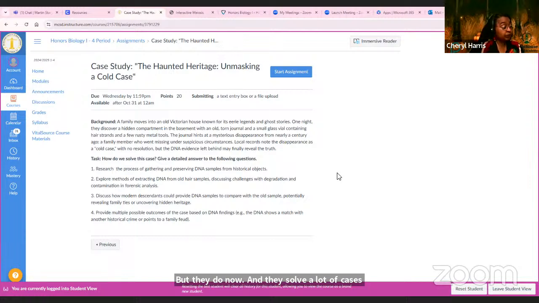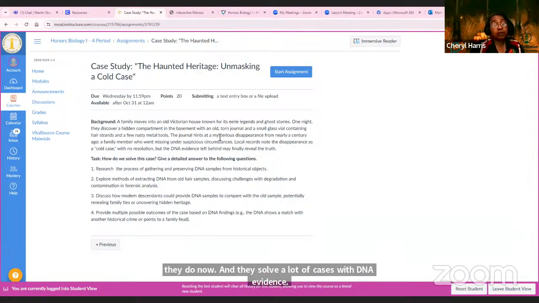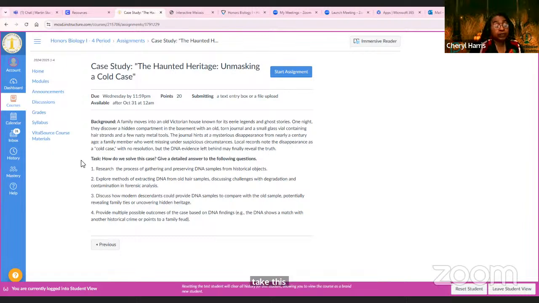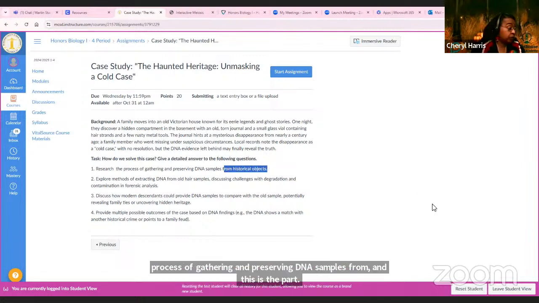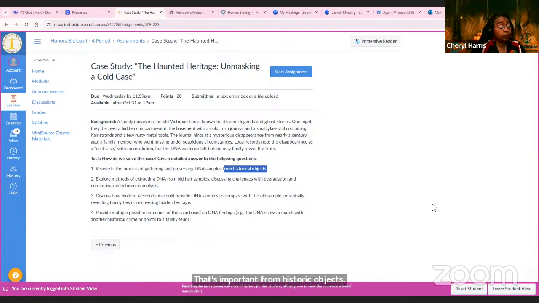So we're going to take this cold case and this little vial of hair and answer the following questions. Give a detailed answer to each question. In other words, you should have 2 or 3 sentences for each of these points. First, you're going to research the process of gathering and preserving DNA samples from historic objects. This is the important part: what do you need to do in order to gather evidence from historic objects? You need to explain that.